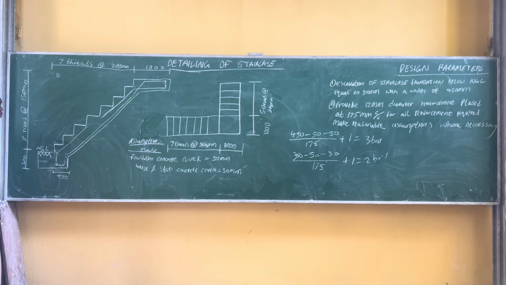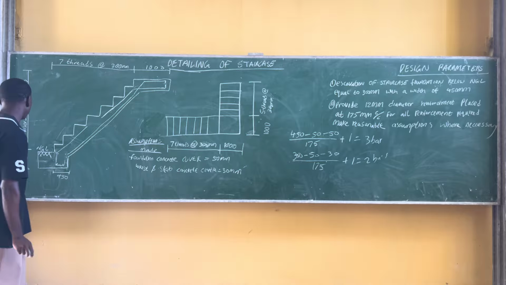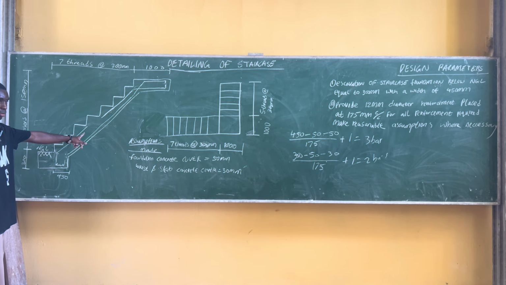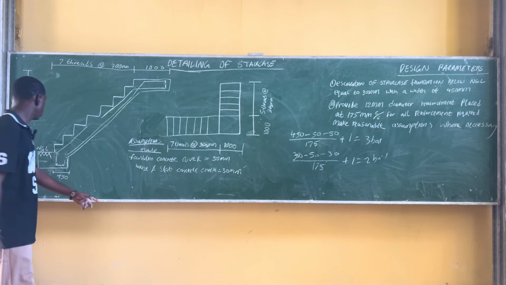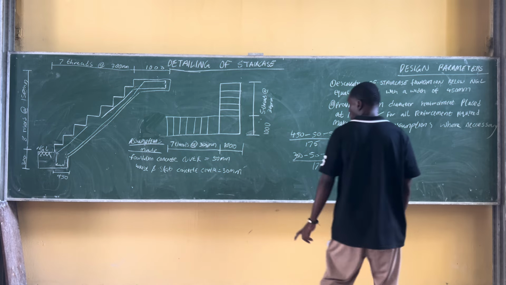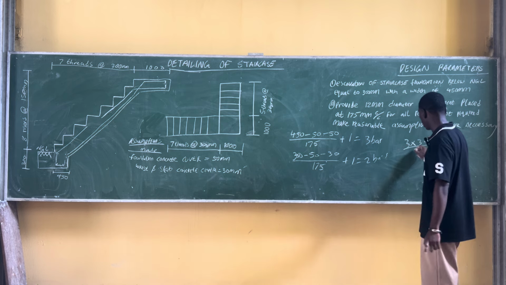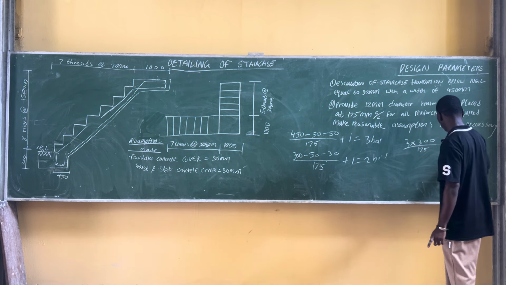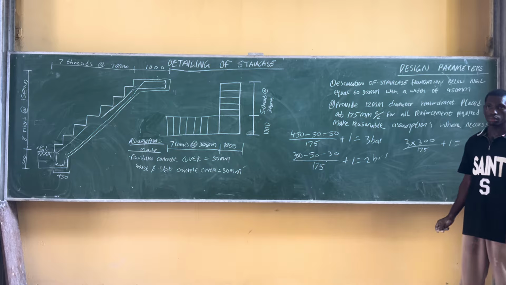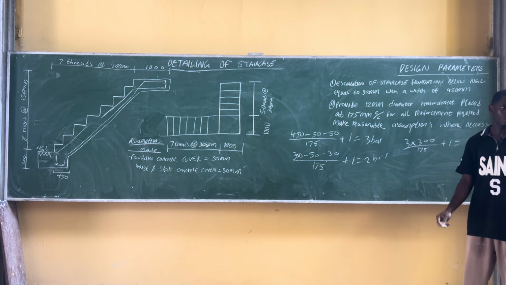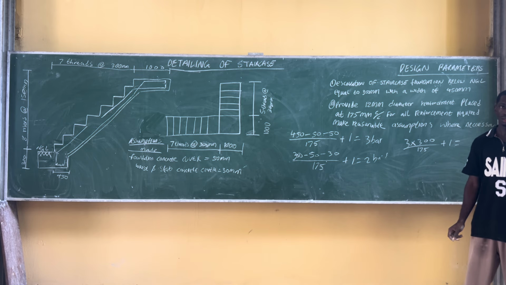Now from this top, 3 threads they are giving. Normally 1 thread is 300 millimeter. That is this 900. So 3 times 300 divided by 175 plus 1. What are we getting? Six bars.